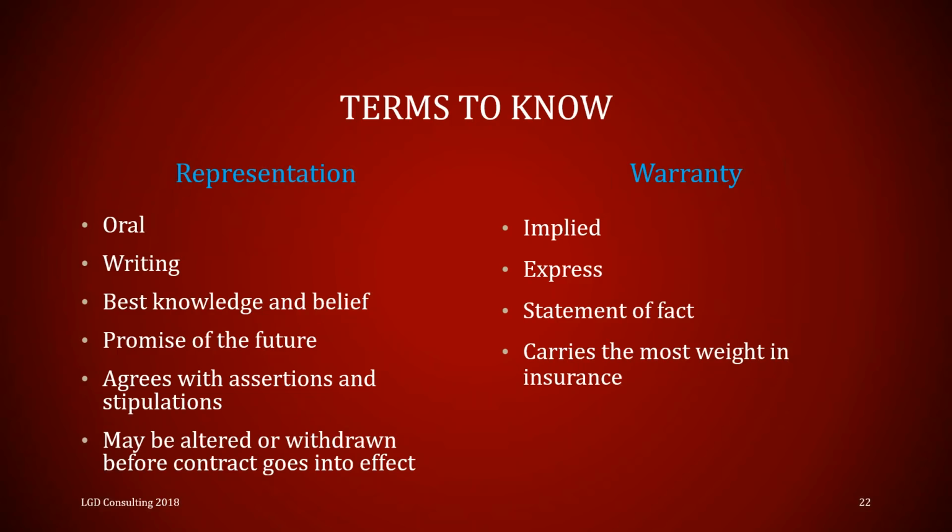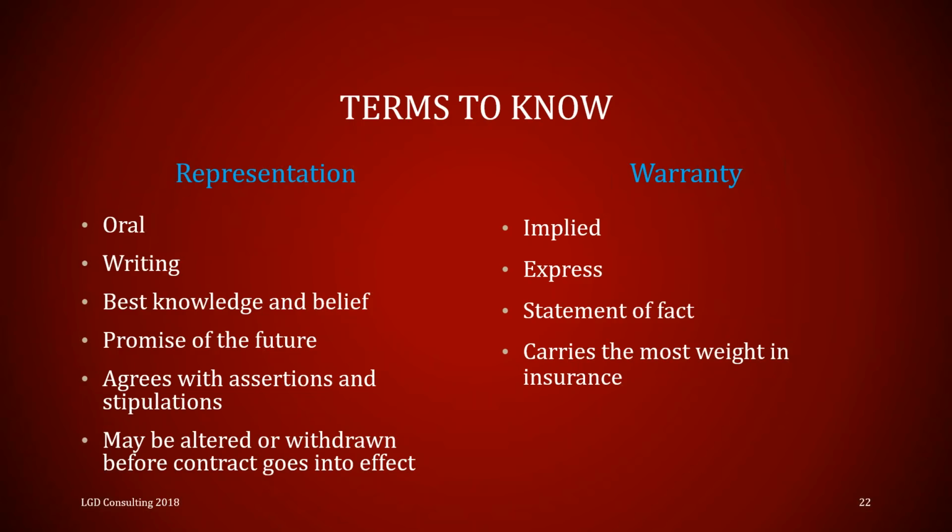A representation, the third bullet, is defined as the best knowledge and belief of the party offering the information. A representation as to the future is called a promise. Both parties make representations. The clients are representing, saying, "Yeah, I'm a good driver." And the promise the insurance company makes is, we promise to pay if you suffer loss in the future. That's kind of what that's about.